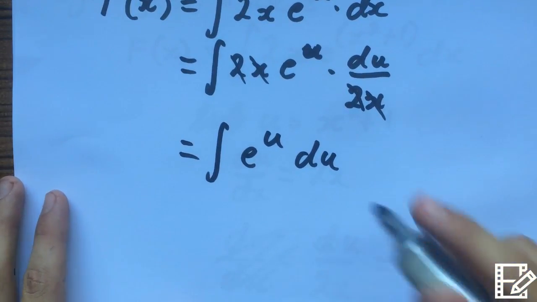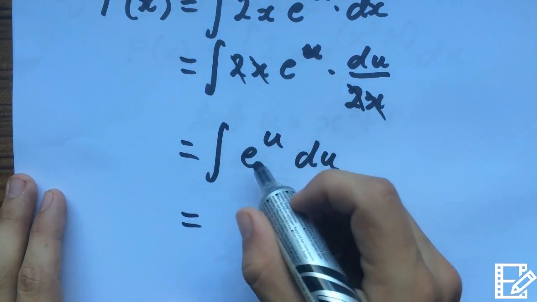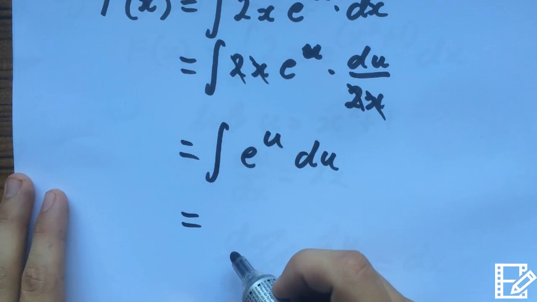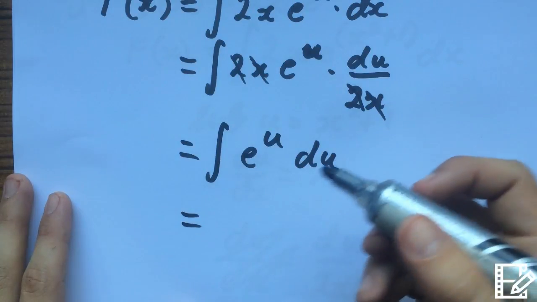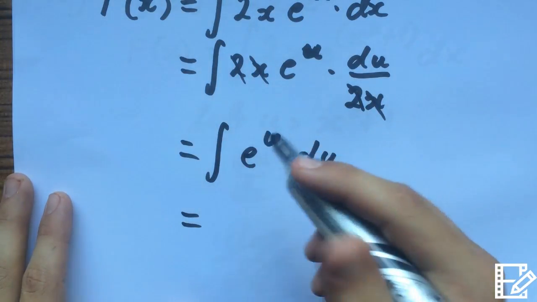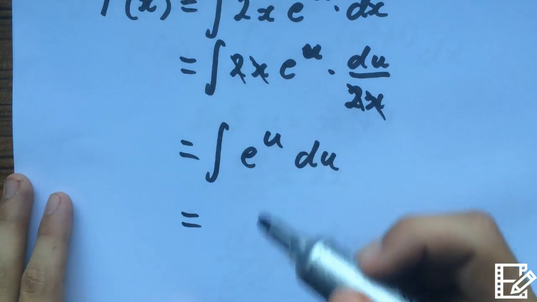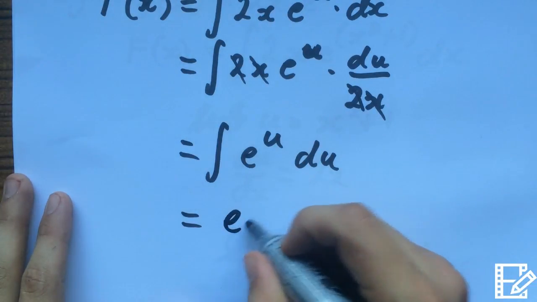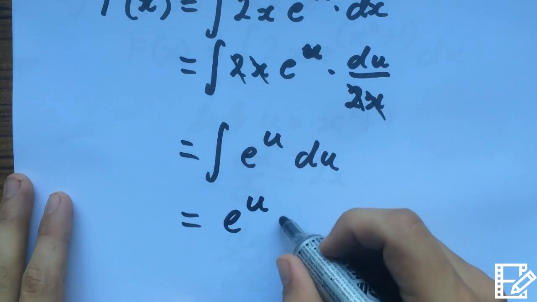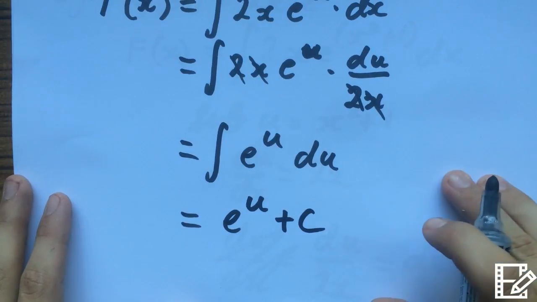Now, here comes the easy part. What's the integral of e to the power of u? Just like we had e to the power of x in the rules I showed you, when you find the integral, you just have e to the power of u plus c.